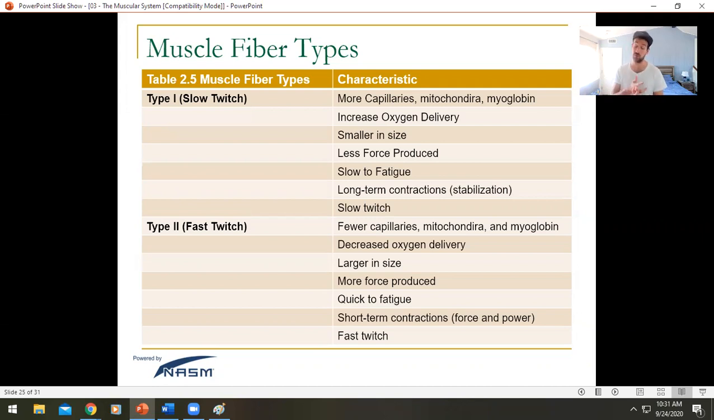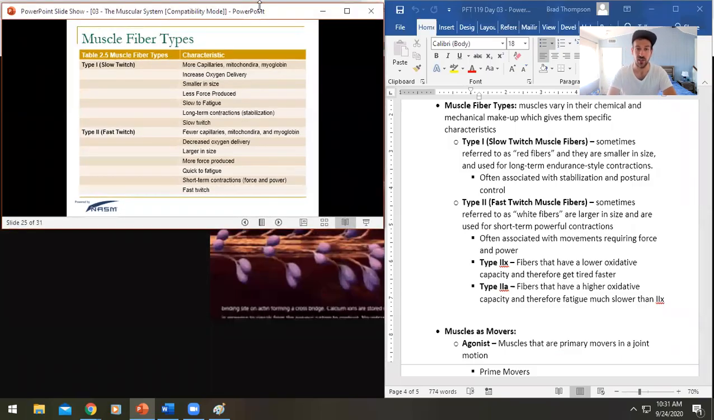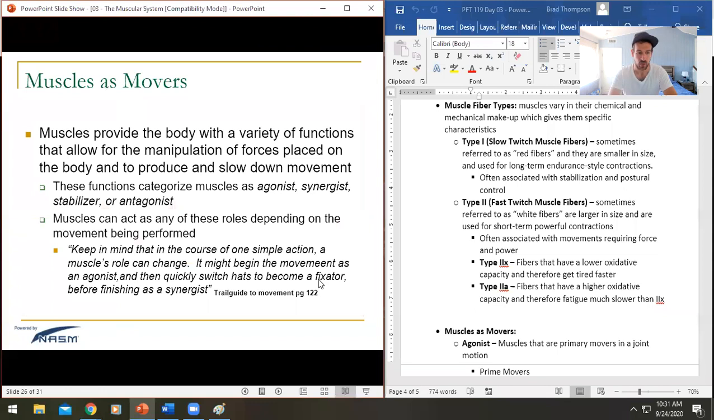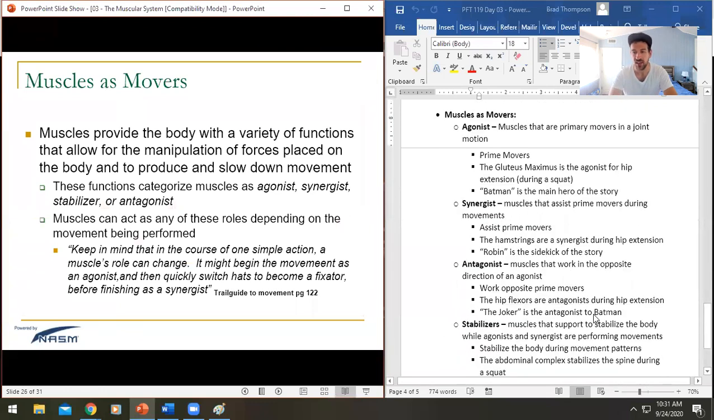They produce more force, and they're very quick to fatigue, but the amount of force they're able to produce is much, much higher. So a type 2 fiber will be able to jump higher than a type 1 fiber, but a type 1 fiber will be able to jump more often than a type 2 fiber. All right, so that is sort of our muscle fiber types.